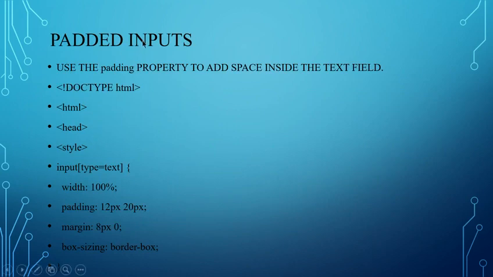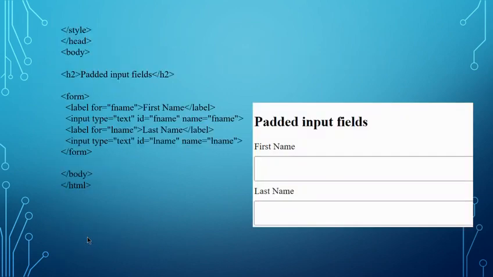Next, we see padded inputs. Use the padding property to add space inside the text field. Here is a small code for padded inputs. Here we are using HTML, head, style, and I'm giving input in style. I'm giving input type equals text, and I'm mentioning a width of 100%, padding of 12 pixels and 20 pixels, a margin of 8 pixels and 0, and box sizing as border box. I need the border box, so I am giving box sizing as border box.